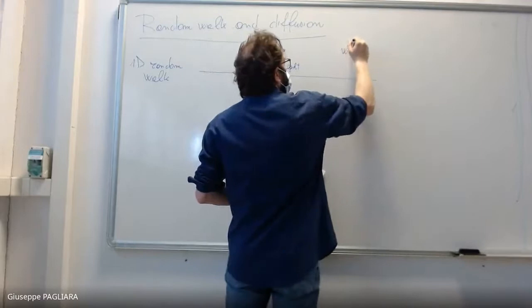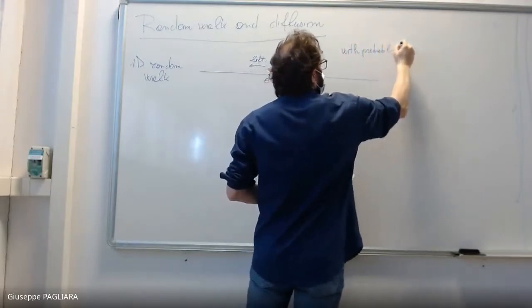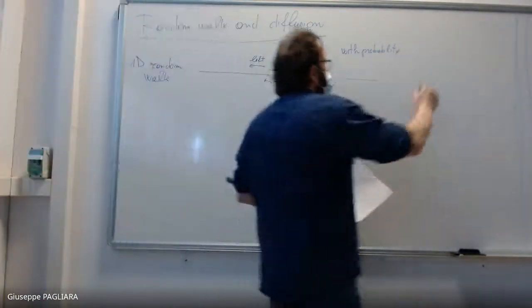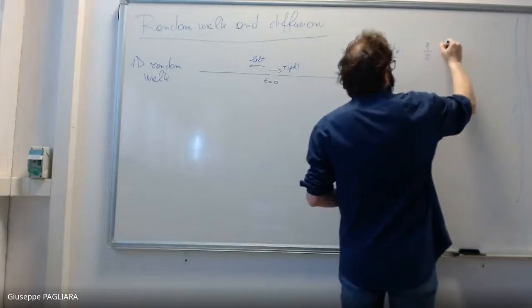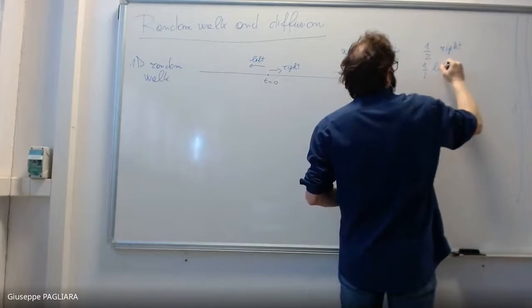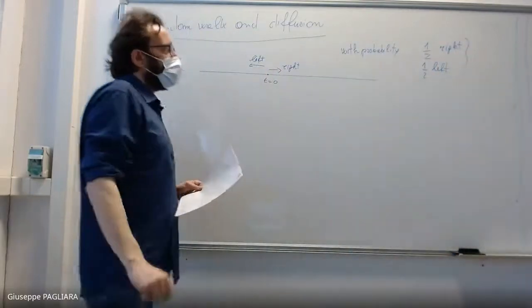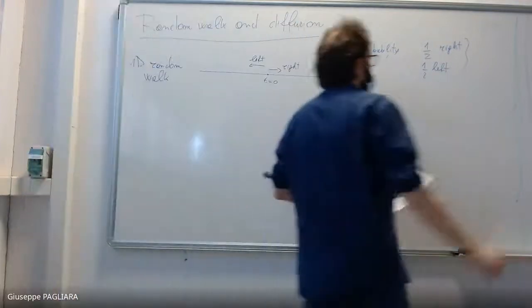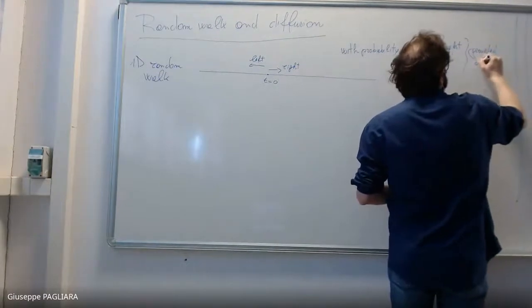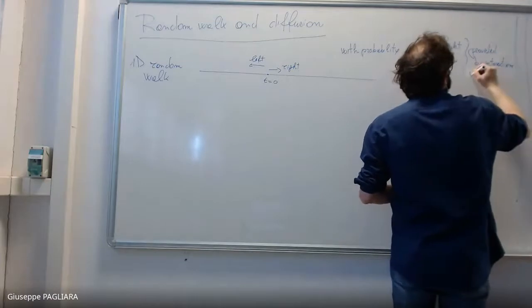With probability, in absence of any external driving force, 1/2 right, 1/2 left. This is the probability that the particle changes its position due to the interaction with the other particles.